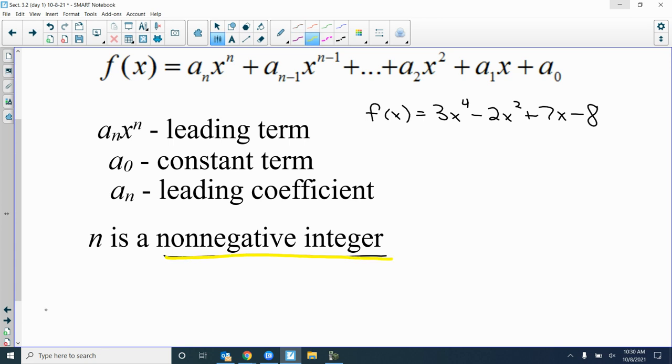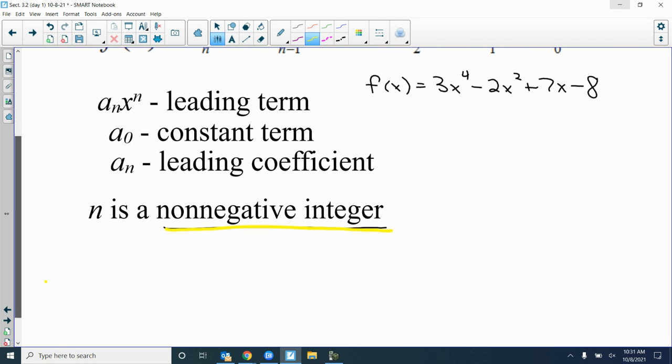Okay, it has to be a whole number. So it can't be -4. It cannot be like a 1/2. It cannot be a decimal. You have to have nice whole number powers. Those are polynomials.